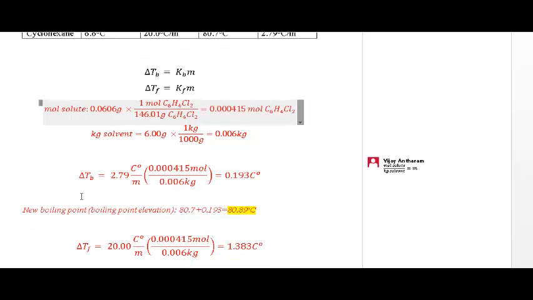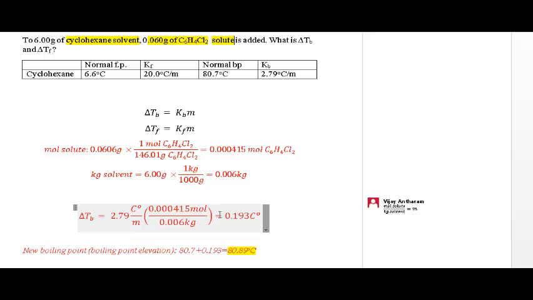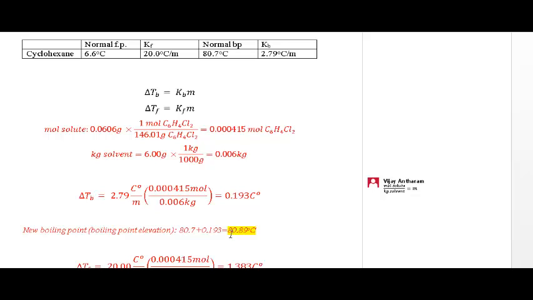The boiling point elevates when you add a solute to a solvent. So the new boiling point is going to be the original boiling point of 80.7 plus our change. So 80.7 plus 0.193 gives us a new boiling point of 80.9 degrees. So the boiling point increases by about 0.2 or so degrees.